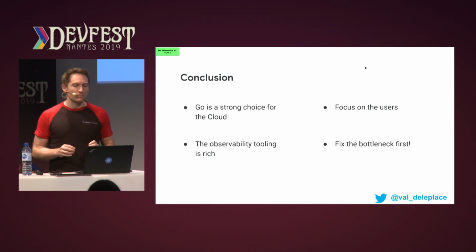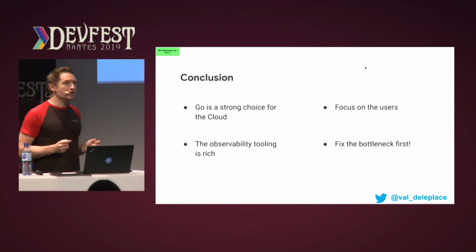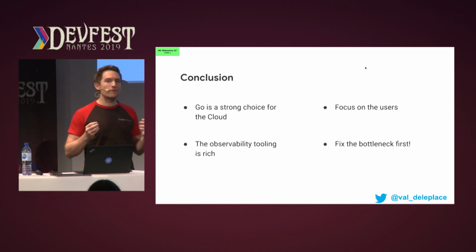Here is my takeaway. The Go language was designed for cloud computing with scalability in mind. Its ecosystem is rich, and the performance tooling is really good. Now, to improve the experience of your users and make the world a better place, start with an important use case, discover the bottleneck, fix it, and repeat. Thank you very much for listening.